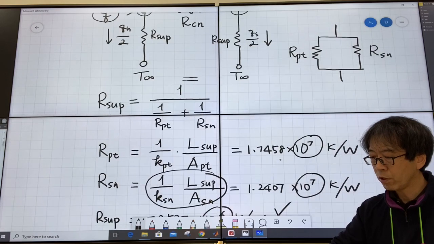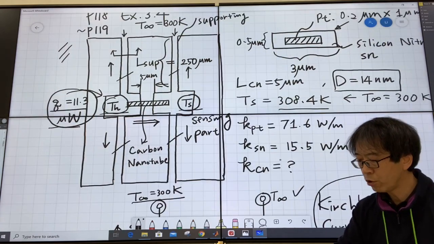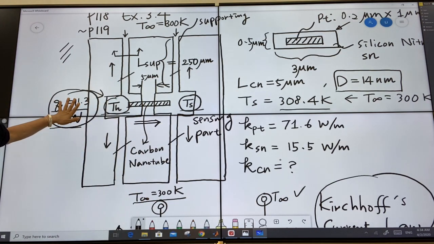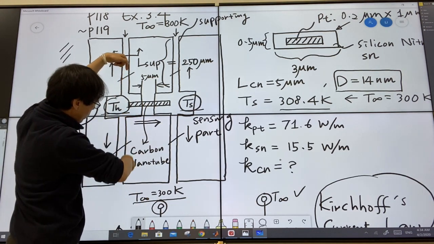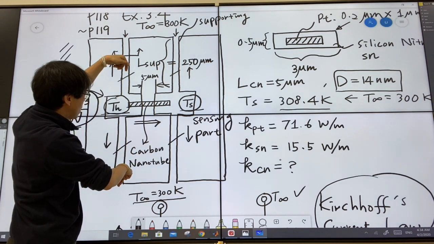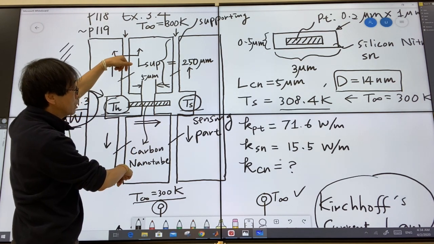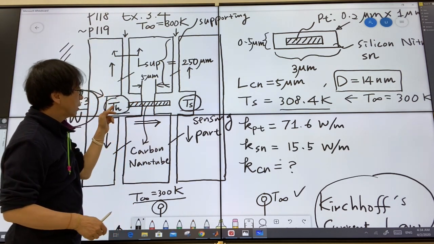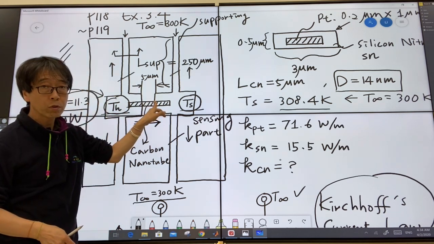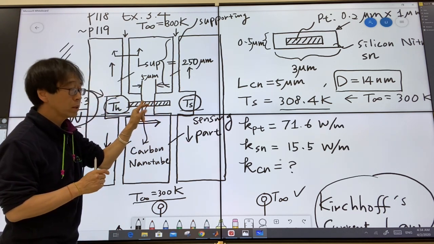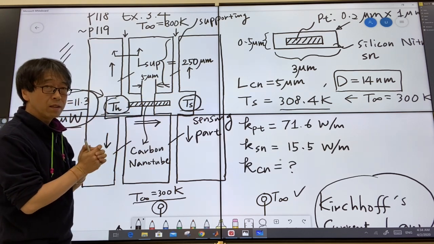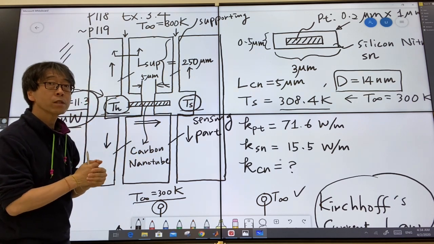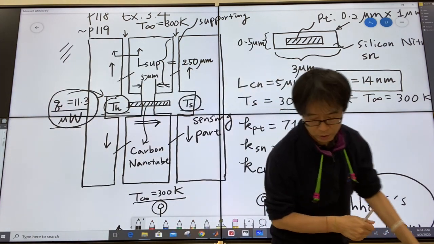You have this circuit right here. The heat generated here is 11.3 microwatts, and the heat conducted through this supporting element is about 9 microwatts. It's only about 3 microwatts that has been conducted through this nanotube. Small. However, look, this nanotube is so small, so thin. With this thin structure, you can conduct such a substantial amount of heat. That will be very large.